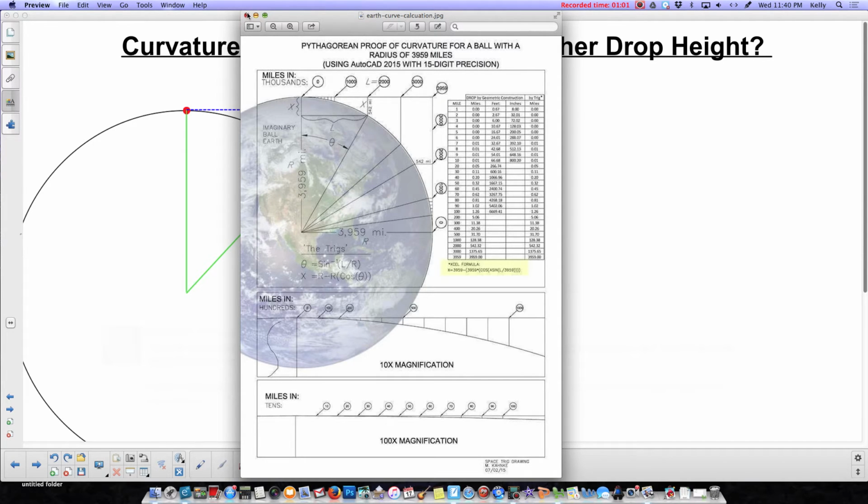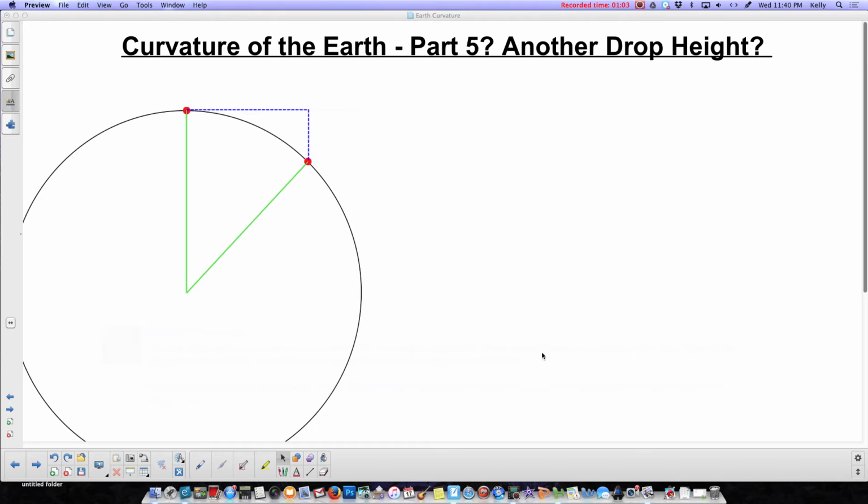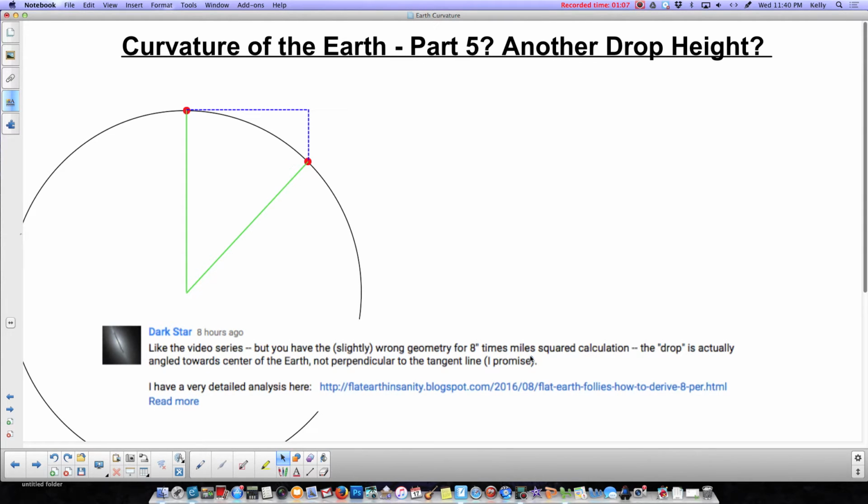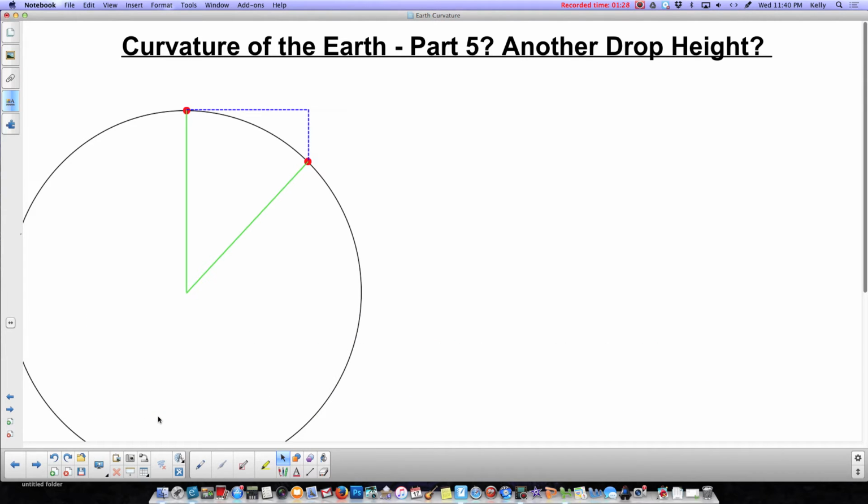It was pointed out to me that the original 8 inches times miles squared calculation was actually not that. Dark Star told me I have slightly wrong geometry for the 8 inches times mile squared calculation. The drop is actually angled towards the center of the Earth, not perpendicular to the tangent line. He promised, so I went and had a look, and of course he was absolutely right.